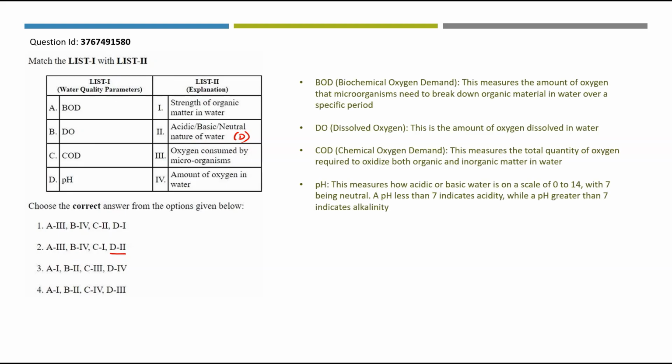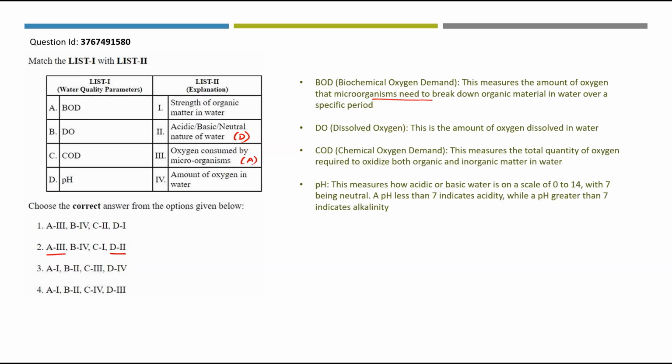Let's get into the parameters now. What is BOD? Biochemical oxygen demand. This measures the amount of oxygen that microorganisms need to break down organic material in water over a specific period. So this can be taken as the oxygen consumed by microorganisms, because they are saying it is the amount of oxygen that microorganisms need to break down organic material. So this oxygen is consumed by microorganisms. A will be mapping to 3.